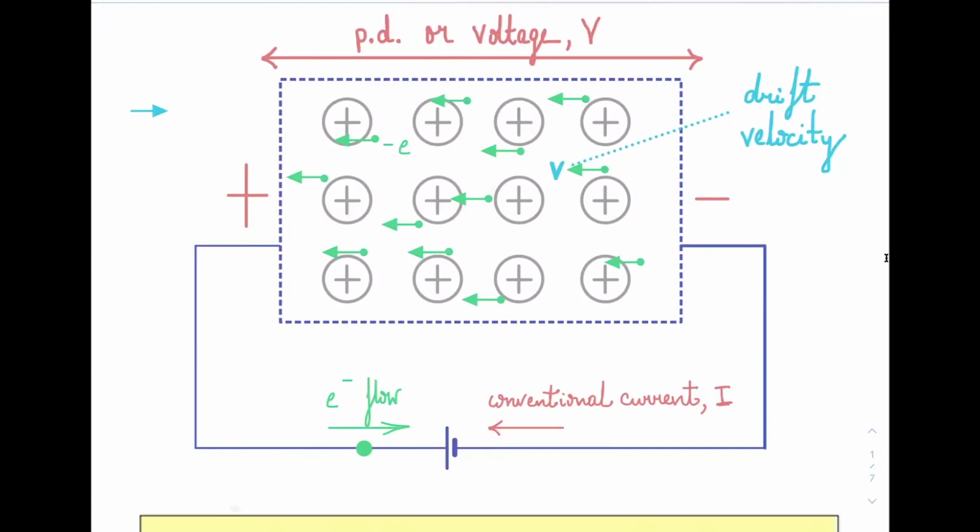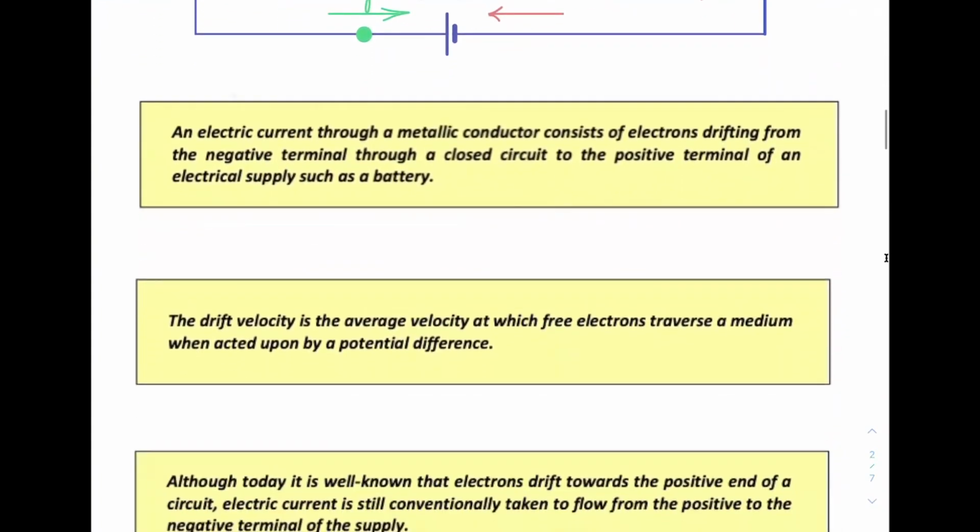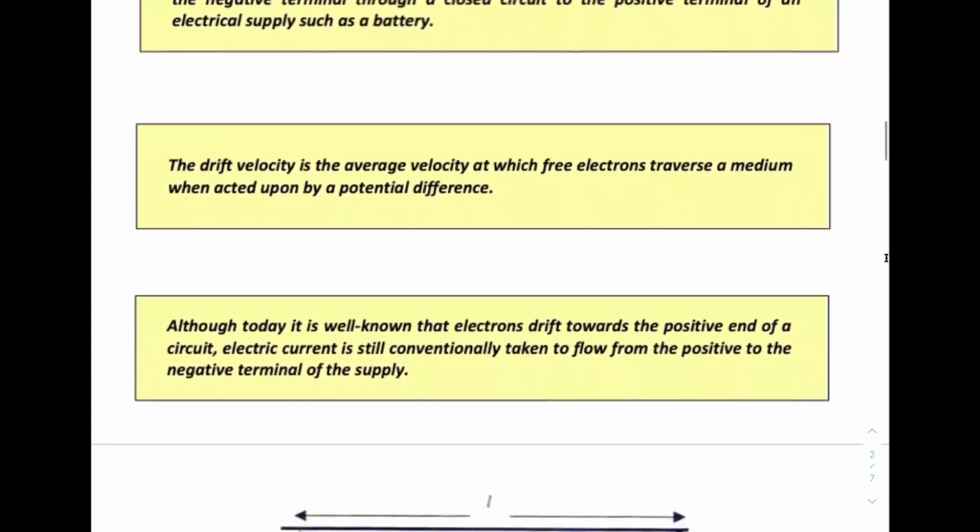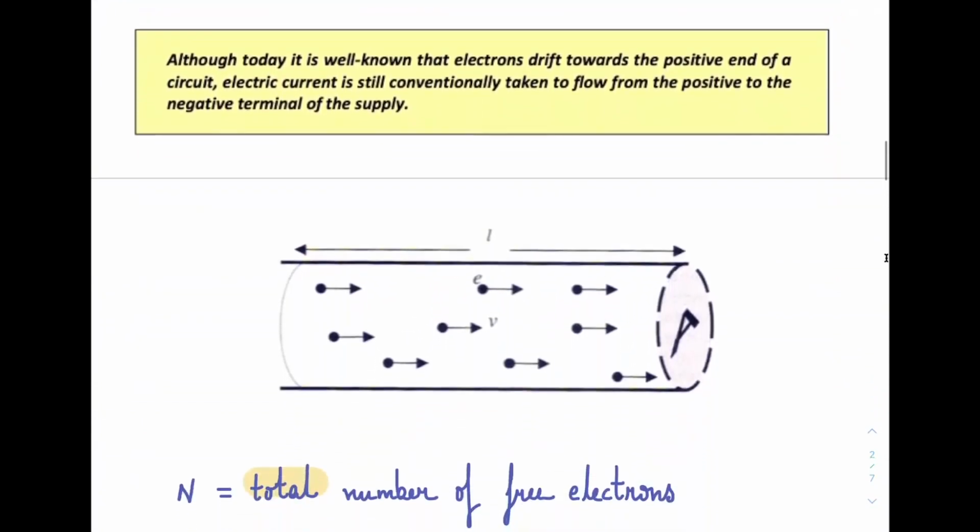Now, let us derive a formula that expresses the electric current I, relating it to the free charge carriers.